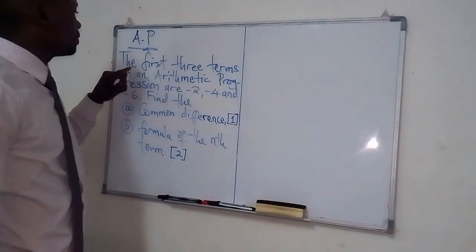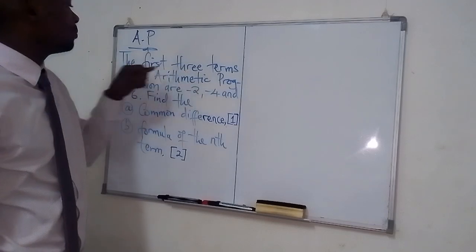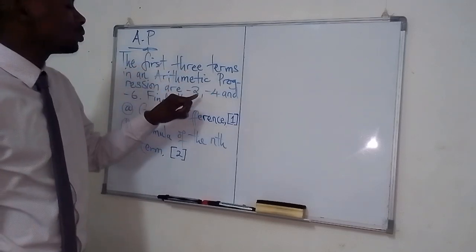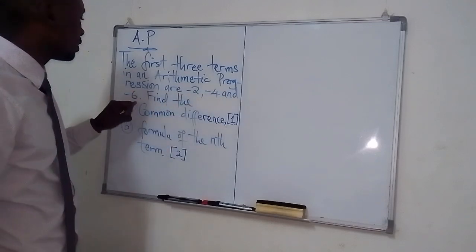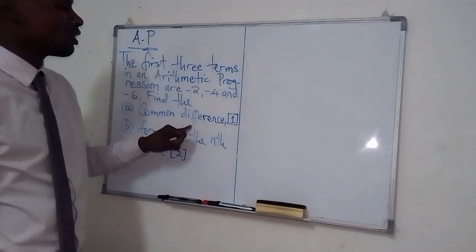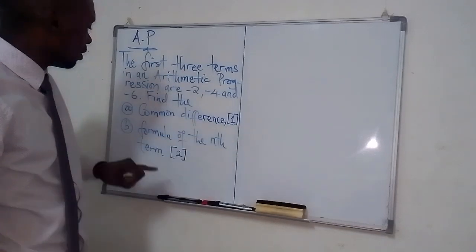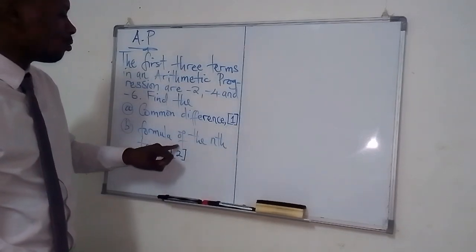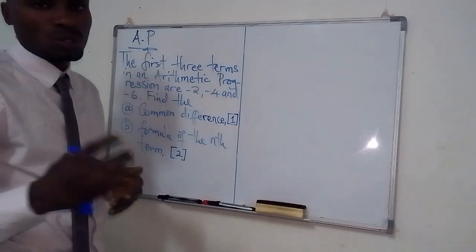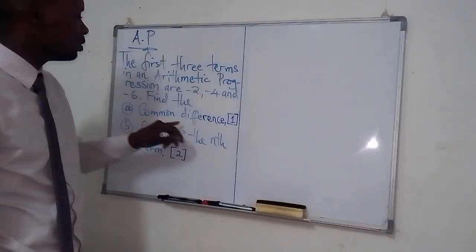So the question reads, the first three terms in an arithmetic progression are -2, -4, and -6. Find A, the common difference. So this part has 1 mark. Then B, the formula of the nth term, which has 2 marks. So to start with, the first part, common difference.